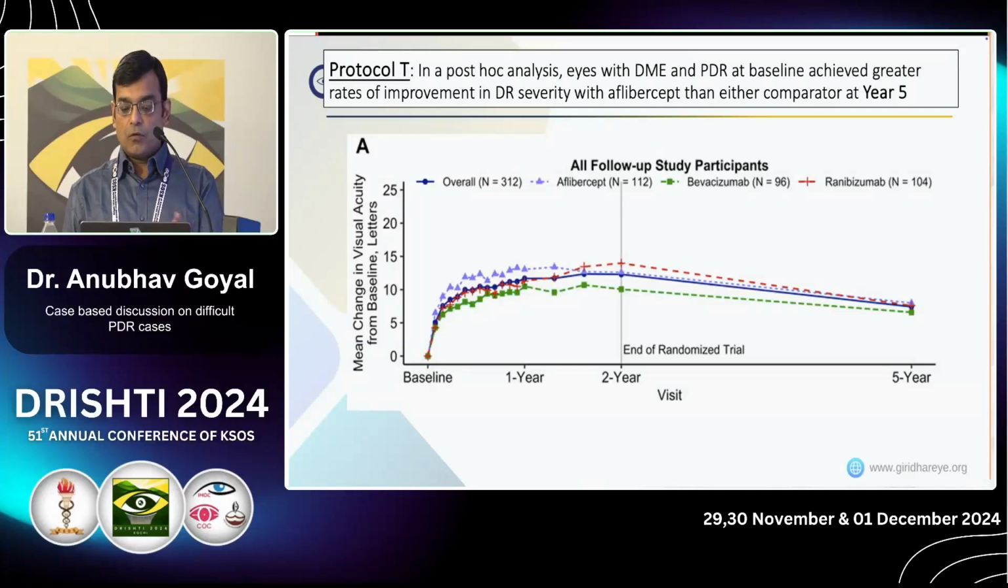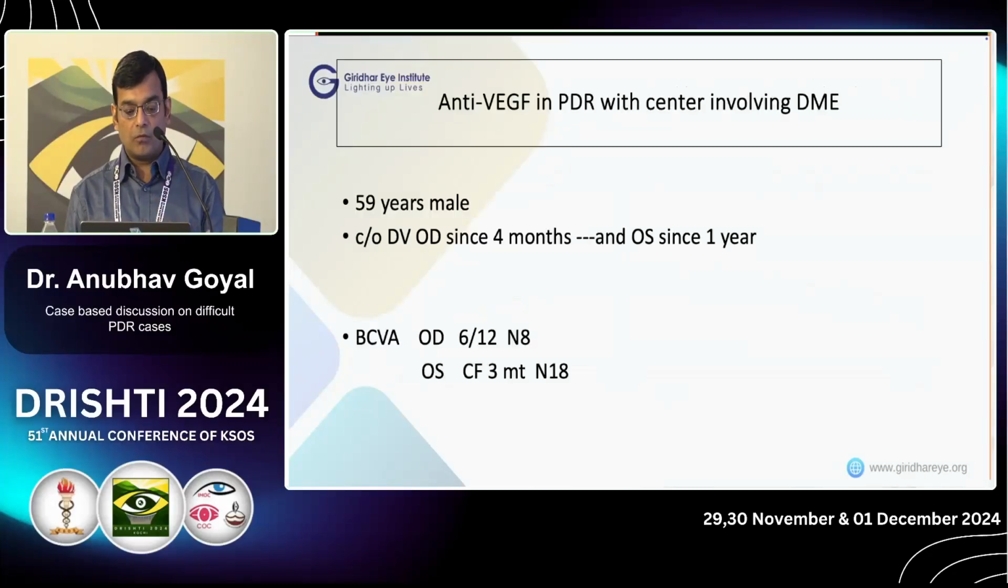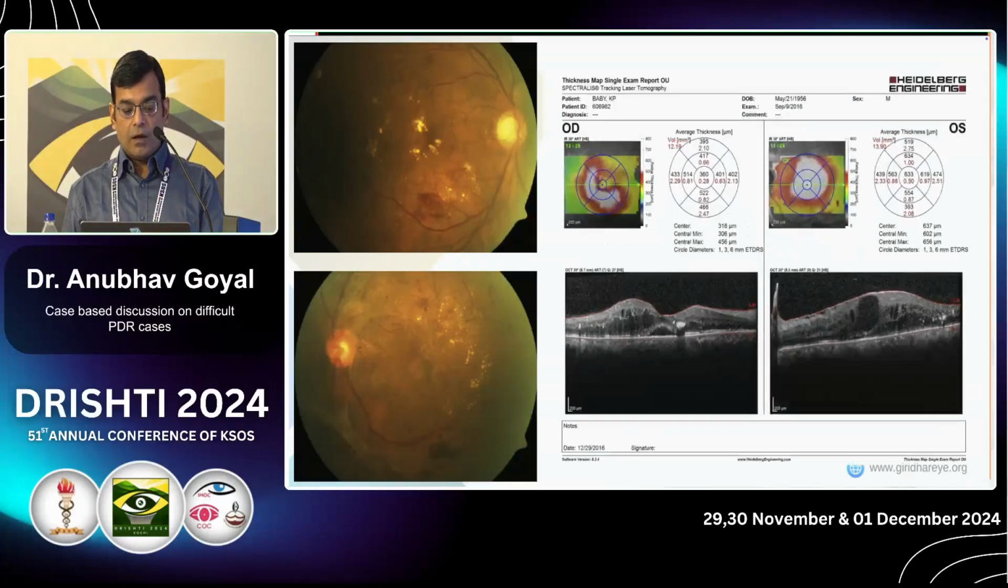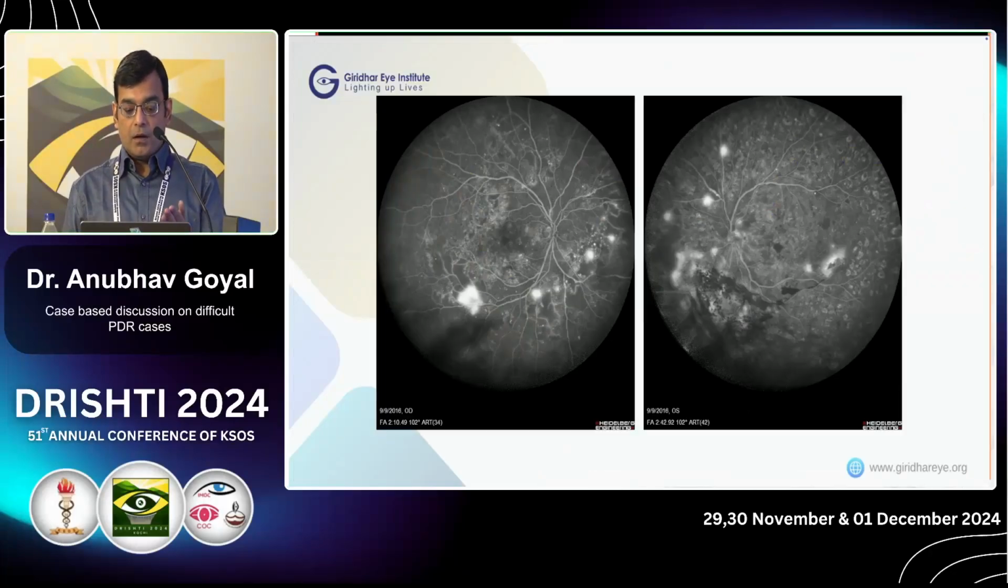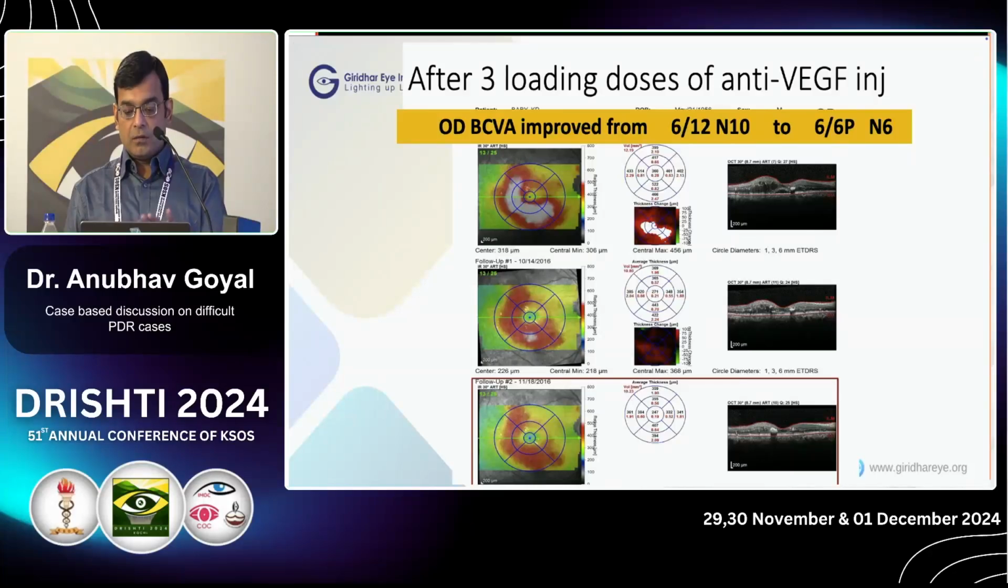Protocol T shows that whatever injection you give, bevacizumab, ranibizumab, aflibercept, all work the same 5 years down the line. You decide what you want to give. In one case with central involving DME and poor vision in the left eye, both eyes clinically show preretinal hemorrhage with macular edema. Angiogram shows PDR in both eyes, treated with 3 consecutive monthly doses.